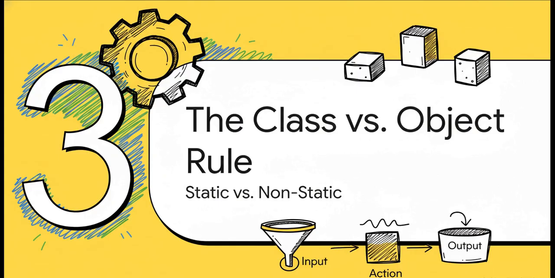All right, now we need to talk about a really crucial idea in Java, one that can be a little tricky at first. It's about where a method actually lives. Does it belong to the general blueprint of a thing, the class, or does it belong to a specific individual thing you've created from that blueprint, an object? This brings us to the all-important difference between static and non-static.